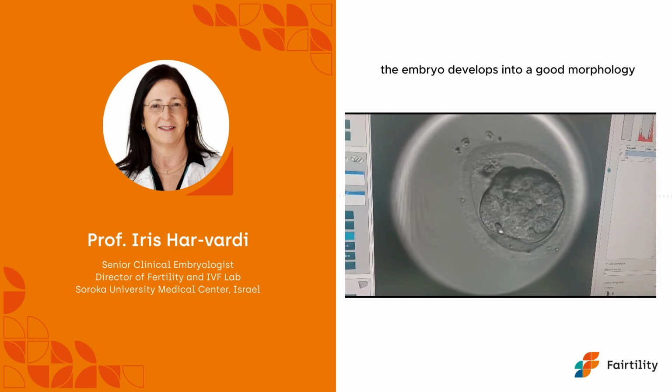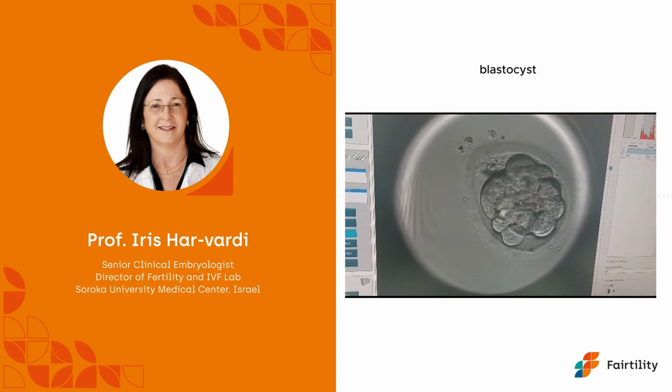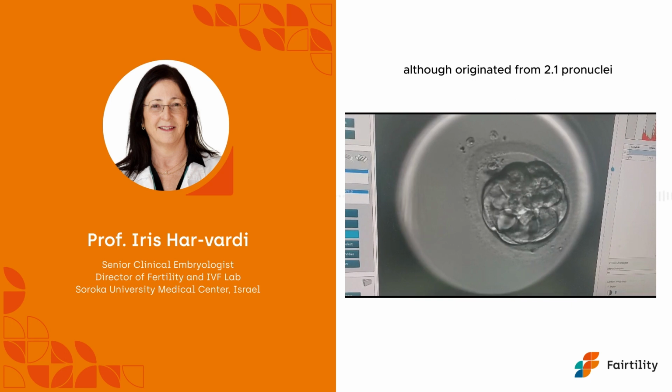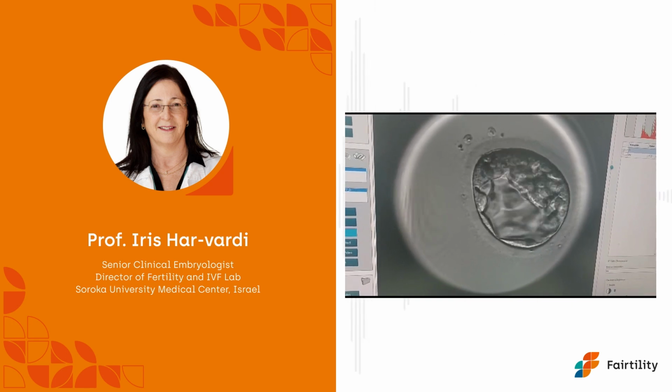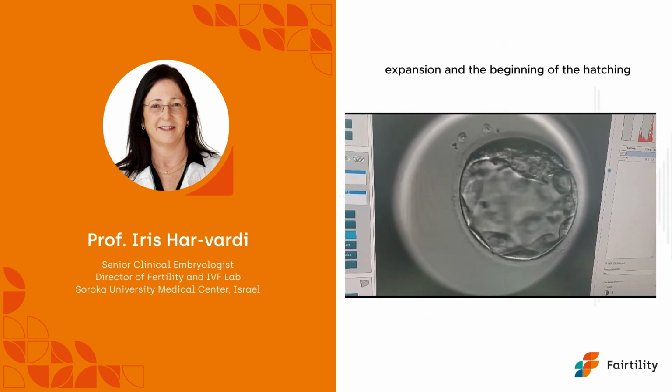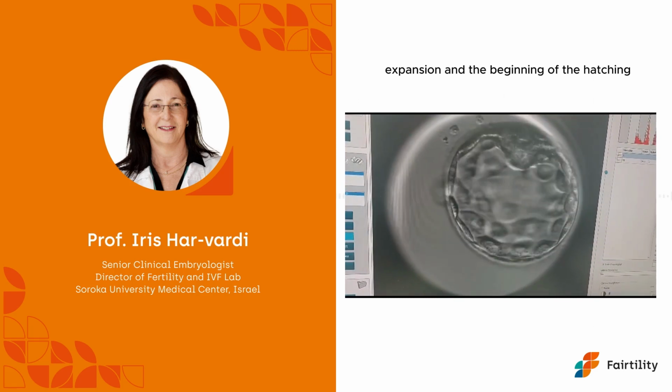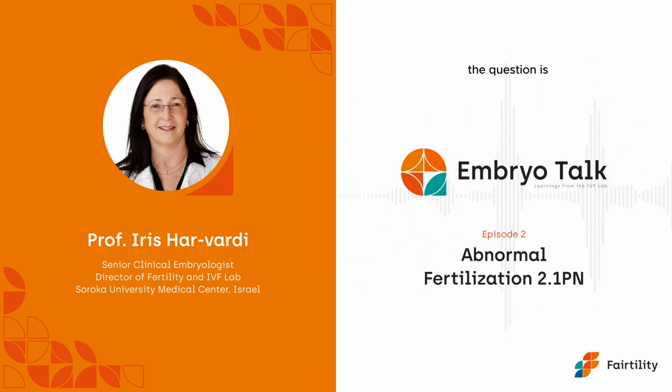The embryo develops into a good morphology blastocyst, although originated from 2.1 pronuclei. You can see the blastocyst expansion and the beginning of the hatching. The question is, what is the source of the micropronucleus?